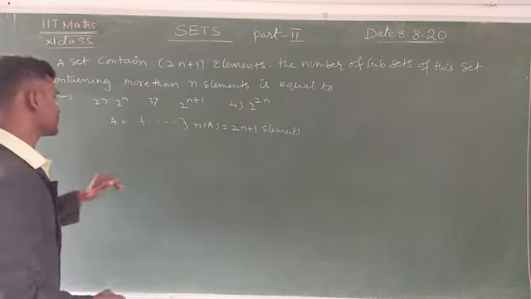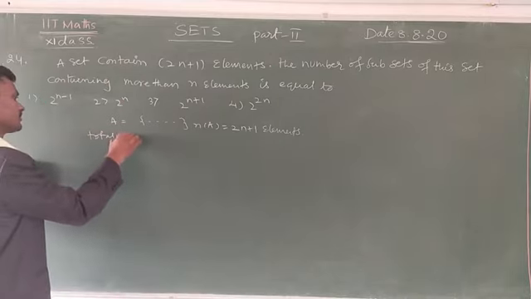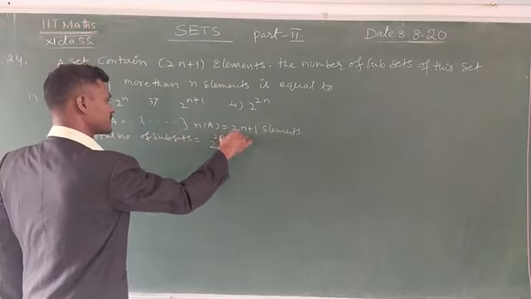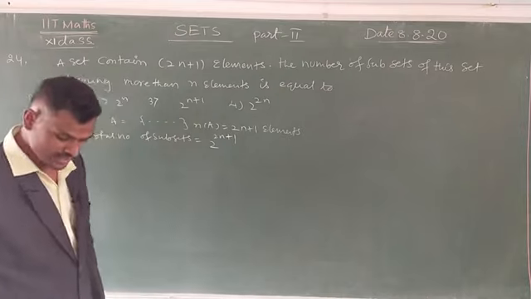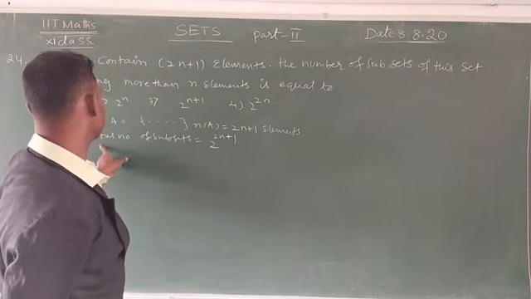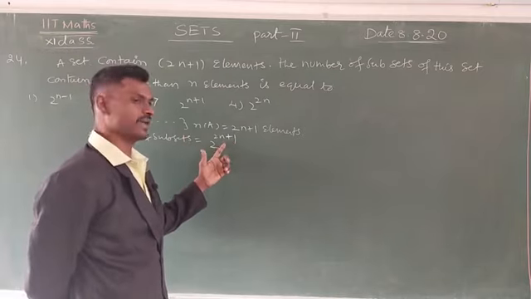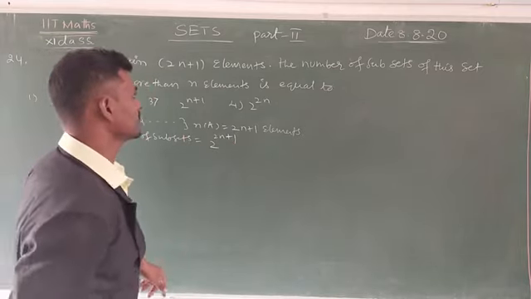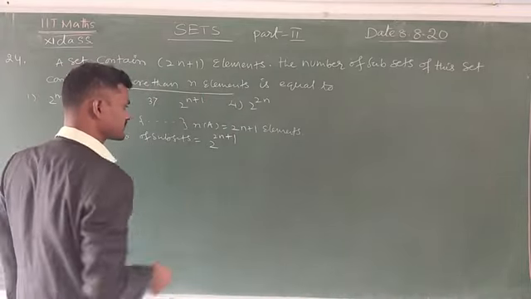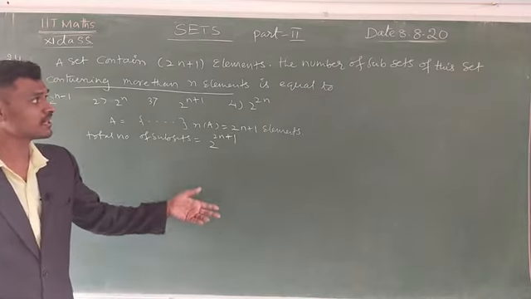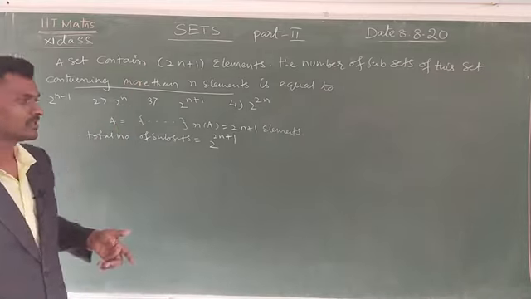Here the total number of subsets is 2 power 2n plus 1. Here n elements as given means 2 power n subsets. Here 2n plus 1 elements as given means the total number of subsets is 2 power 2n plus 1. But here one condition has been given: the number of subsets of this set containing more than n elements. More than n elements means n plus 1 elements, n plus 2 elements, n plus 3, up to so on, 2n plus 1 elements. Okay.